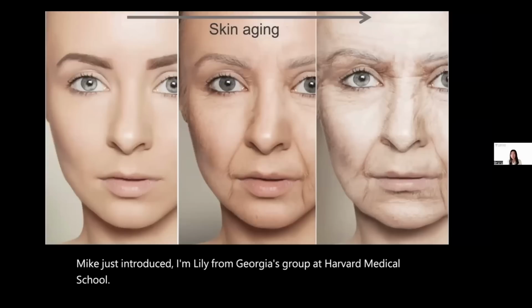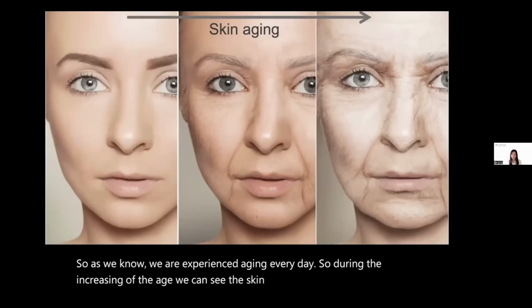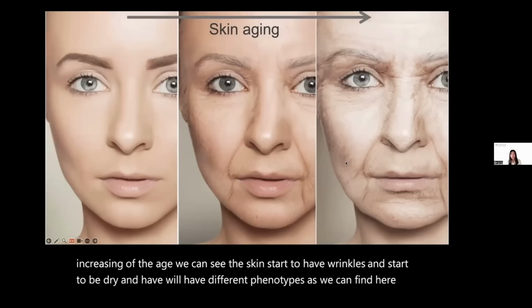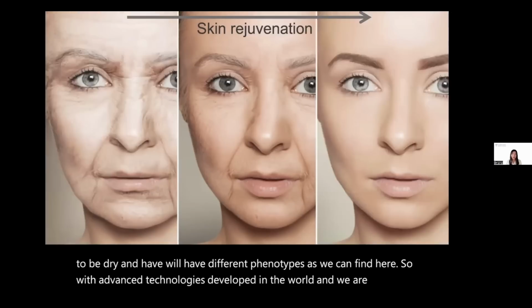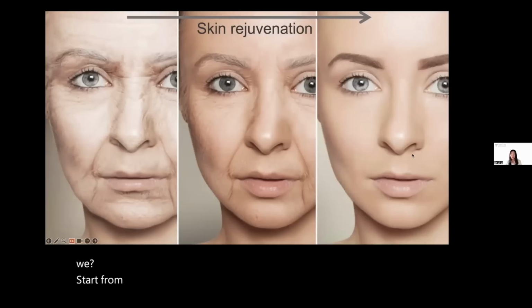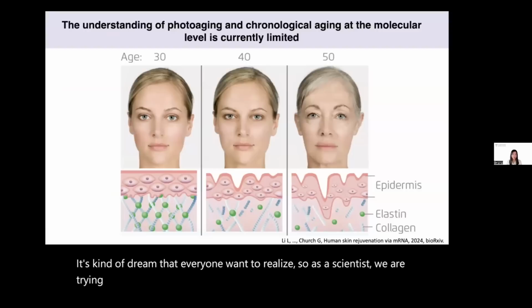As we know, we are experiencing aging every day. As we increase in age, we can see the skin start to have wrinkles and start to be dry, and we have different phenotypes as we can find here. With the advanced technologies developed in the world, we are wondering, is it possible for us to rejuvenate skin aging? How can we start from old skin and go to young skin? It's kind of a dream that everyone wants to realize. As scientists, we are trying to make that happen.